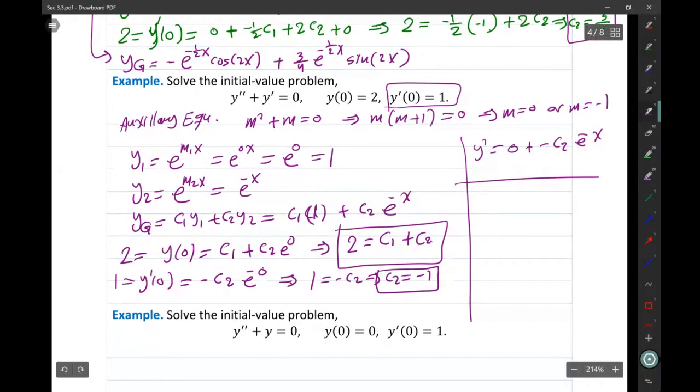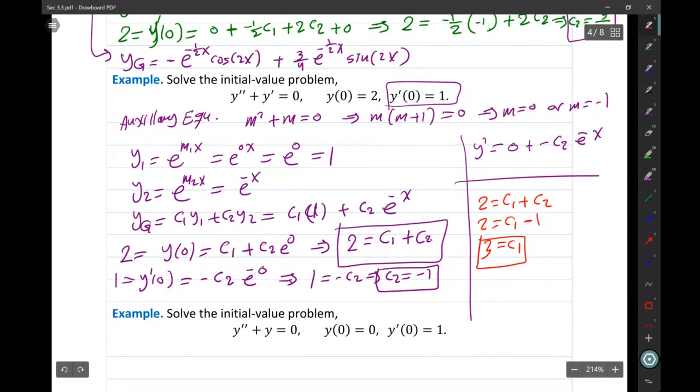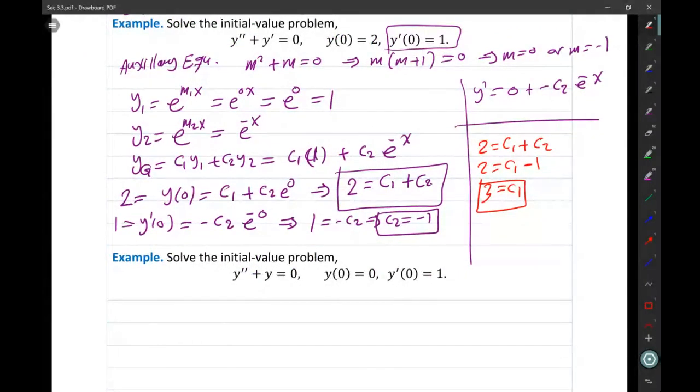Therefore, solve this equation now again. 2 is equal C1 plus C2. That is, 2 is equal C1 minus 1. So C1 is equal how much? 3. So now yg is C1, which is 3, plus C2, which is minus 1, times e to the power minus x. So this is the solution for the initial value problem.